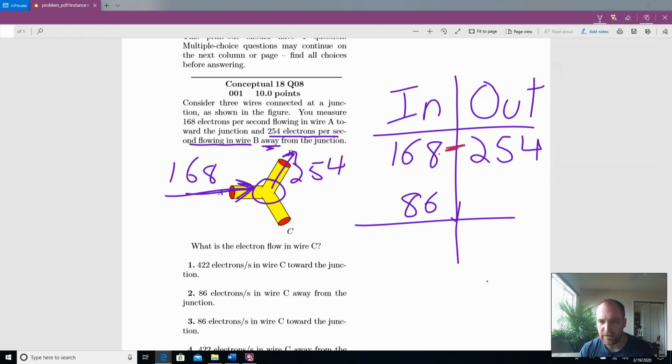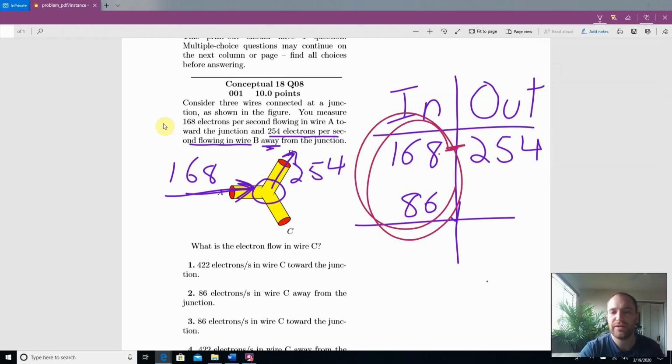If you're not really sure where they came from, you can double check your work at the end. What I mean by that is 168 plus 86 gives you a total value of 254, which really perfectly matches this value of 254.